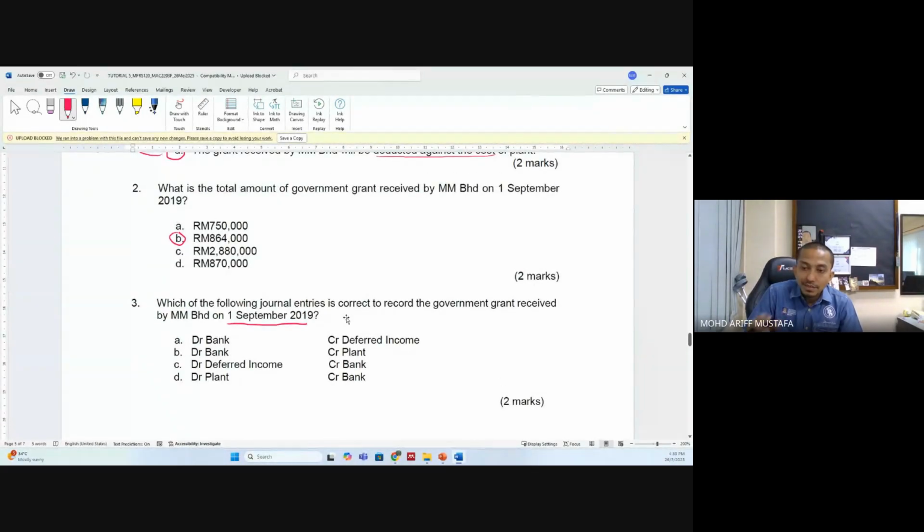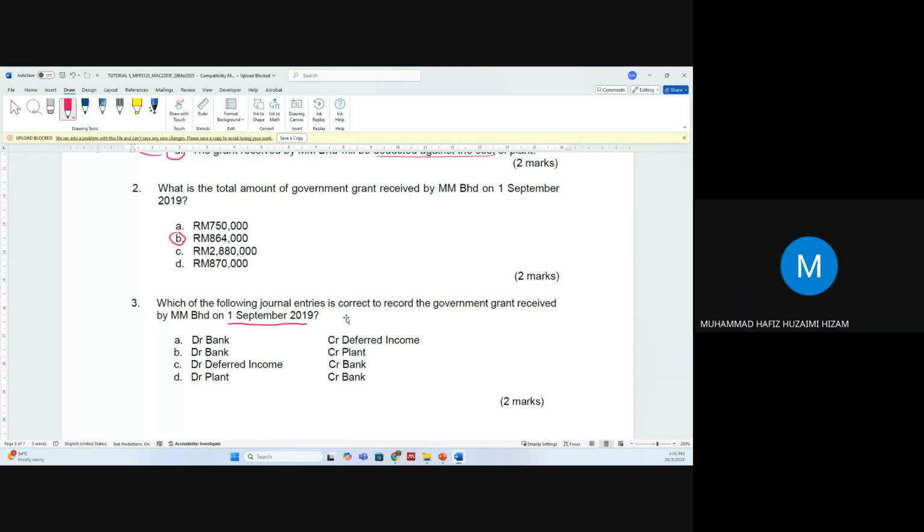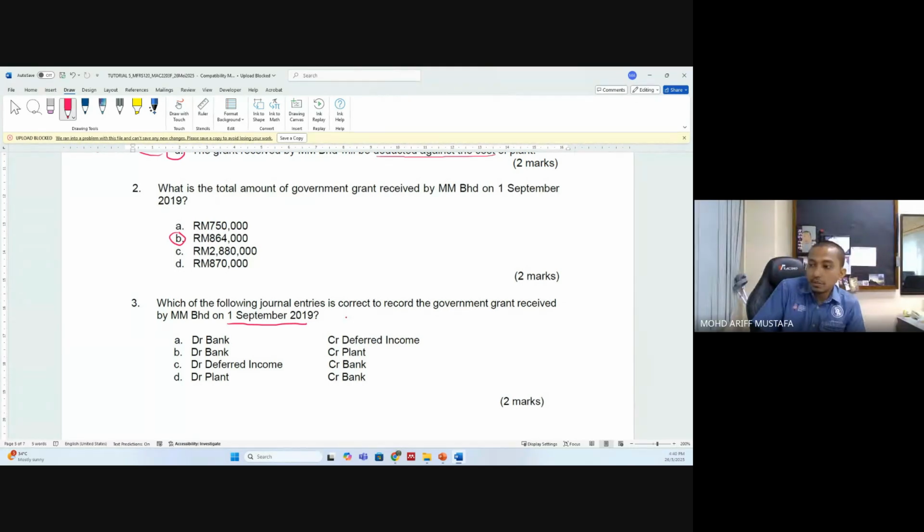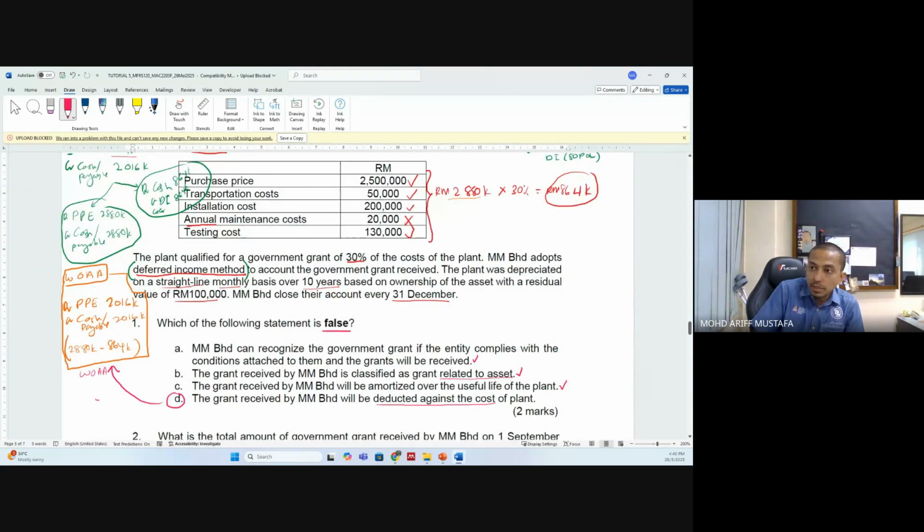By right, this question is on the deferred income method. So deferred income is a liability. A liability, you should record on the debit or credit side? Credit side. So hanya ada satu jawapan saja: deferred income on the credit side. So the answer will be A.